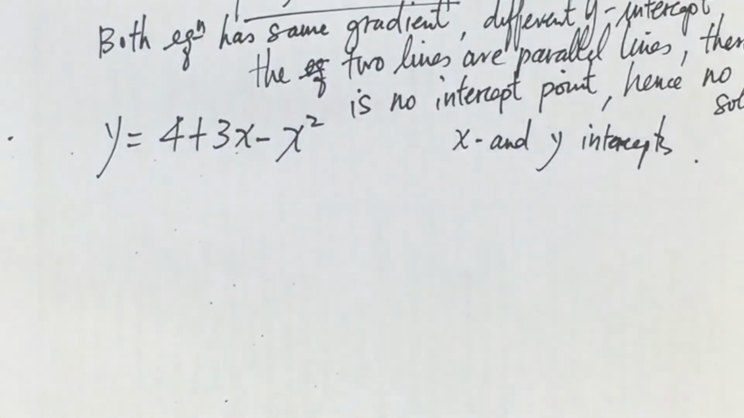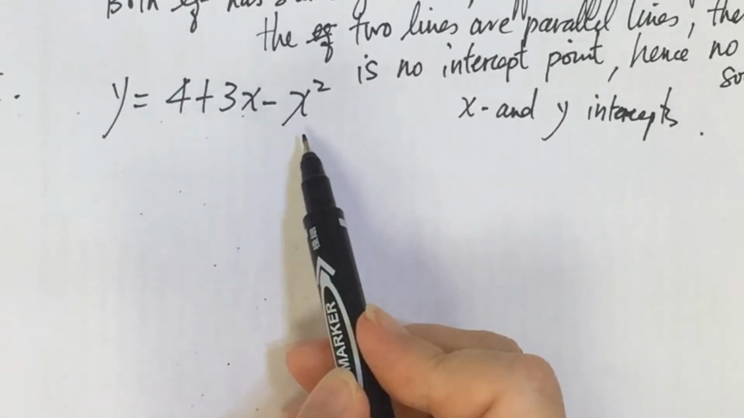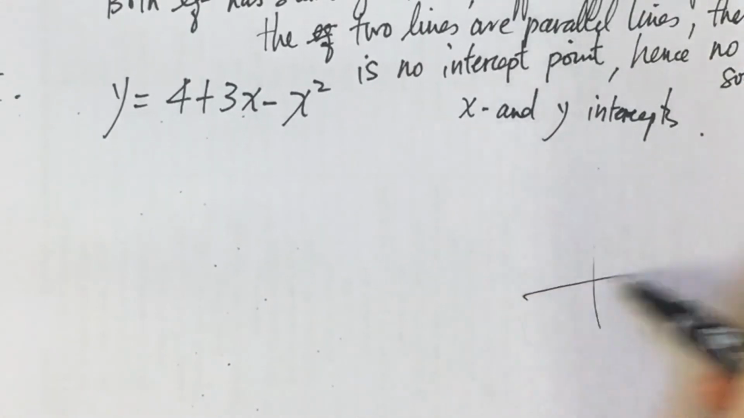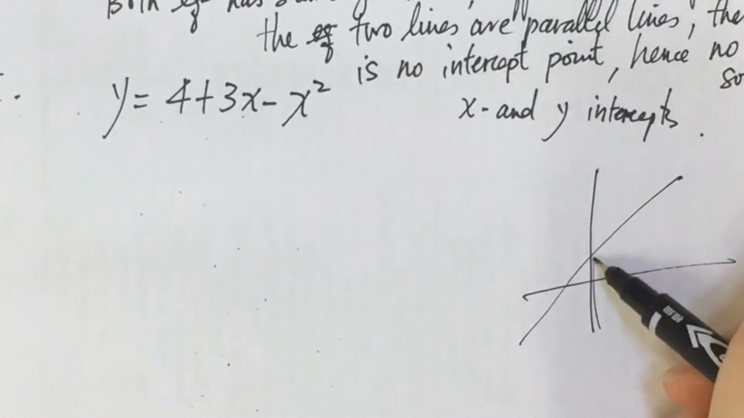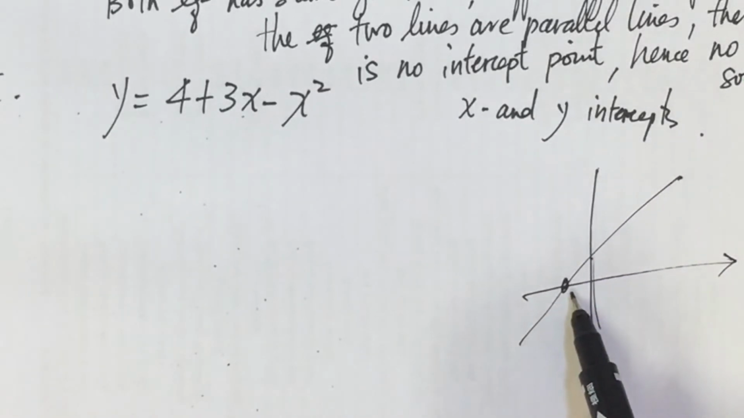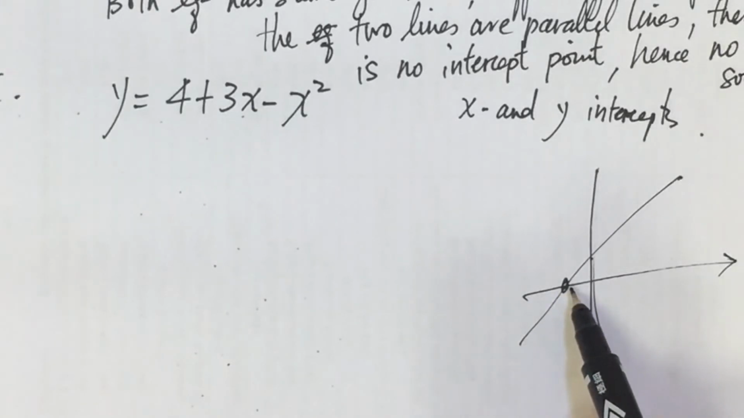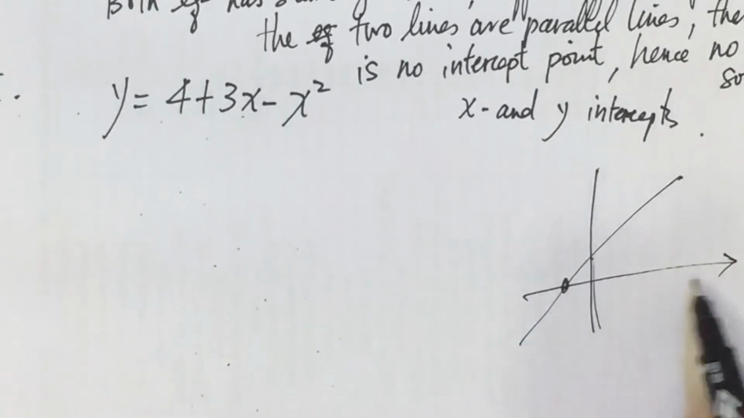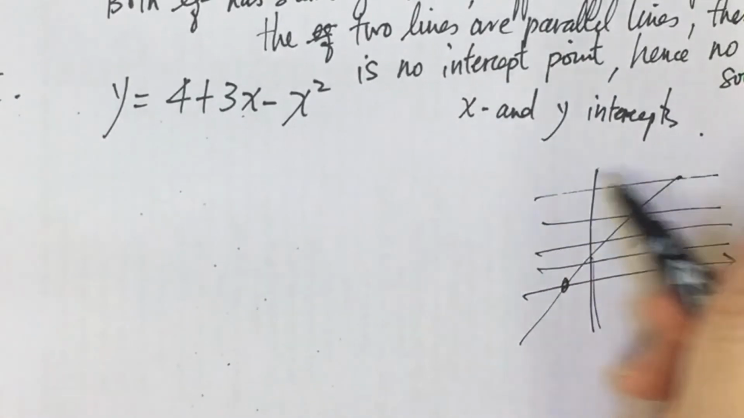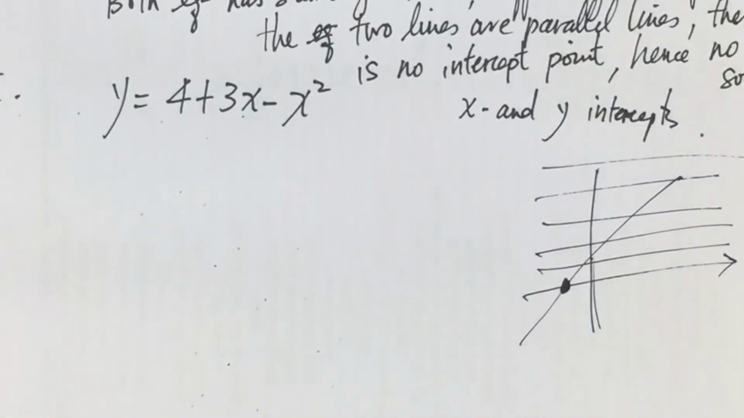Okay, next question. You have y equals 4 plus 3x minus x squared. You want to find the x-intercept and y-intercept. When we want to find the x-intercept, the y value must be equal to 0 because it is where the point cuts the x-axis. You see, y at different positions will have different values, so when it reaches the x-axis, y equals 0.